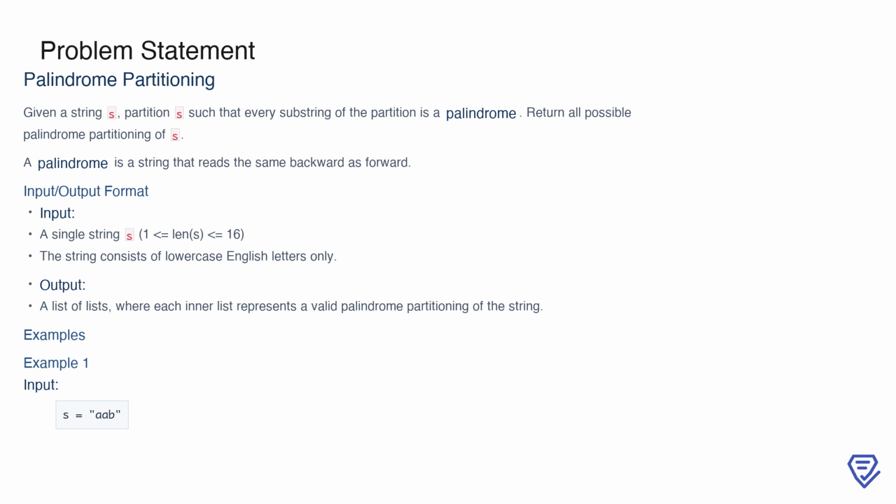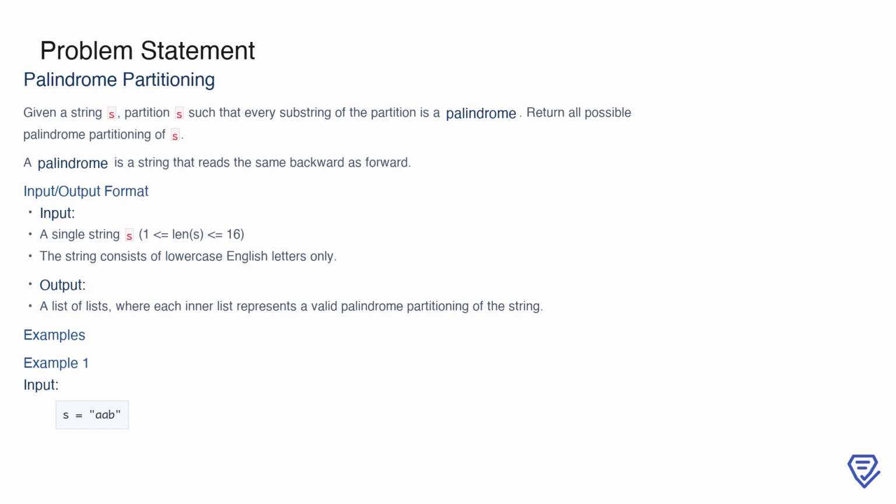You're given a string S, and your task is to partition it in such a way that every substring in the partition is a palindrome. Once you've found all such valid partitions, you need to return them as a list of lists. Now, recall that a palindrome is a string that reads the same both forward and backward. For example, racecar and madam are palindromes, but hello is not.